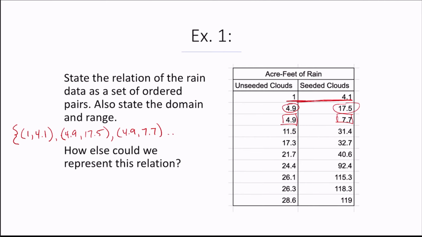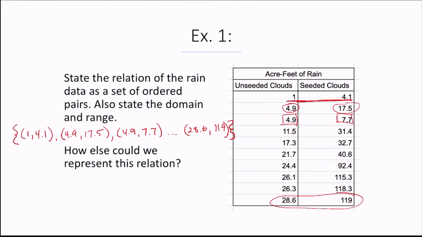And so on and so on. You can fill in all of the rest of them on your note sheet, down to the very last one, which is 28.6 and 119. This one down here. And then we close our set with another curly bracket. So how else could we state the domain and range?